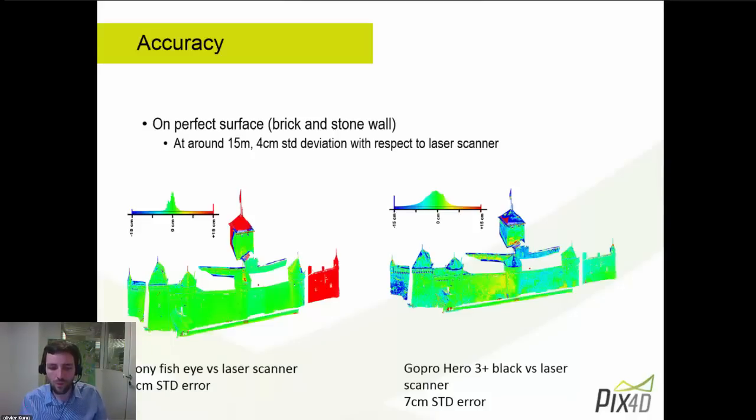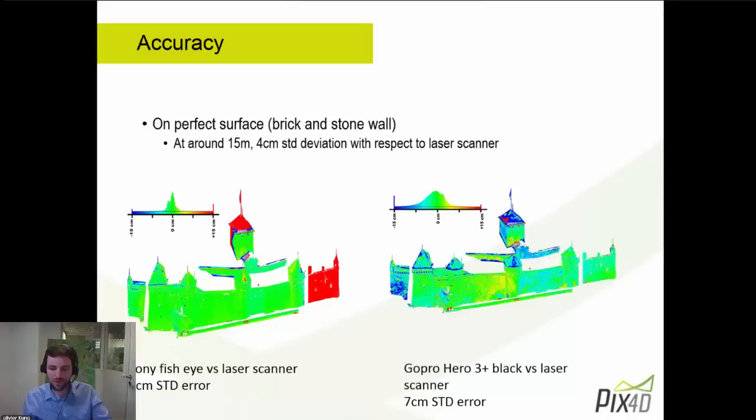And what are we talking about then? Just the summary: at around 15-meter distance, if you take the pictures 15 meters away from the object, you can achieve up to 4 centimeter accuracy of deviation with respect to the laser scanner. In that case, this is really when you use the Sony with this particular fisheye lens, which has a very nice ratio, which provides really very high accuracy.